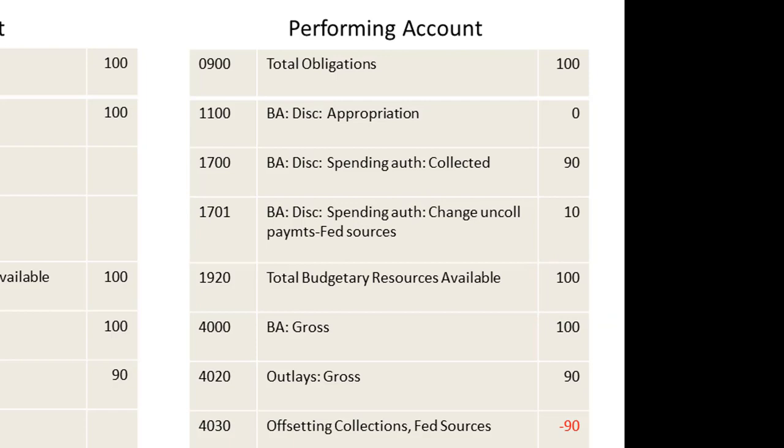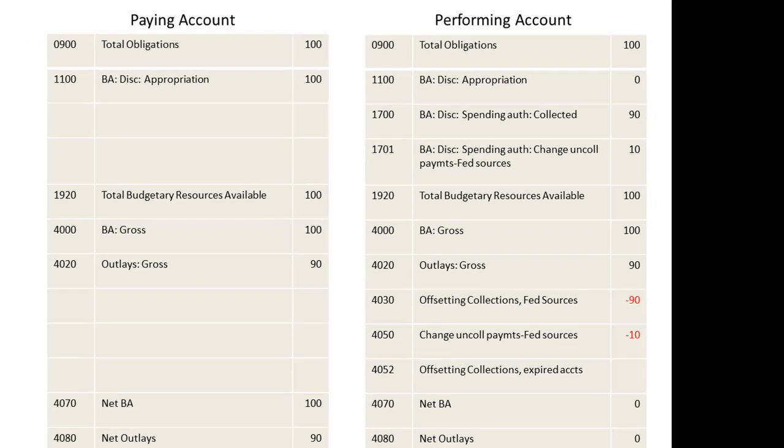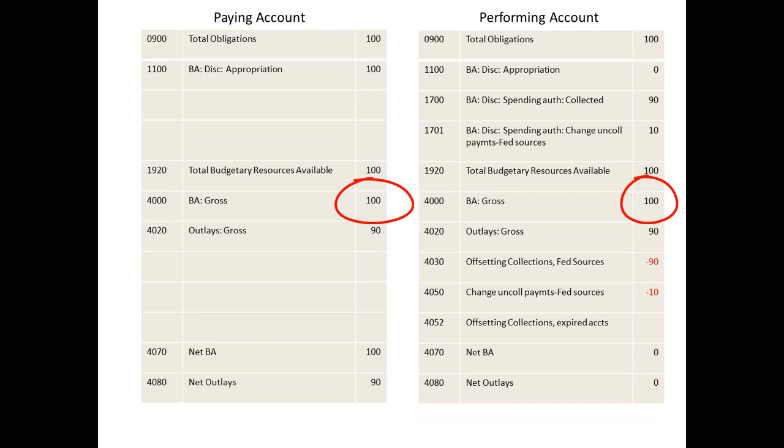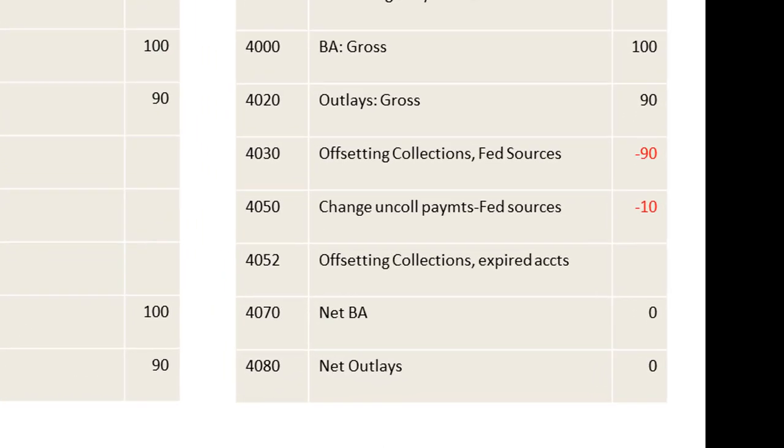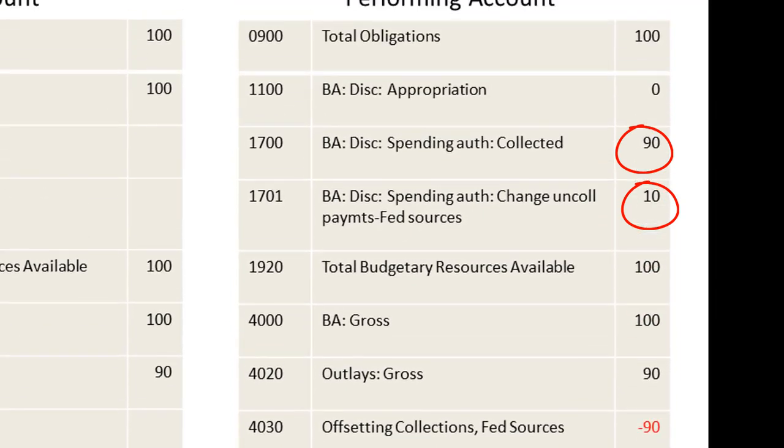At this point, we have double counted the BA and outlays, since both accounts show $100 in gross BA on line 4000 and $90 in gross outlays on line 4020. But then we make the offsetting collection entries in the performing account. We enter an offsetting collection on line 4030 of $90 and the receivable of $10 on line 4050. Note these are the same amounts as lines 1700 and 1701, but with the opposite sign.